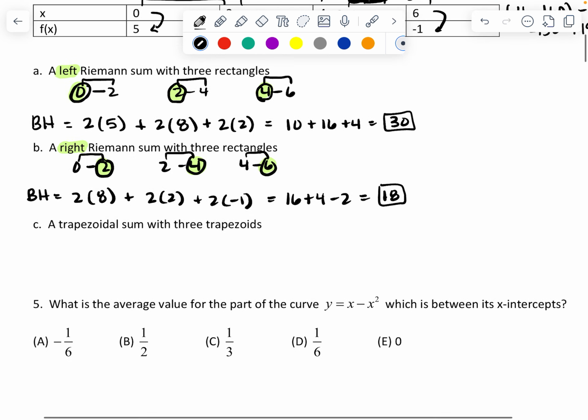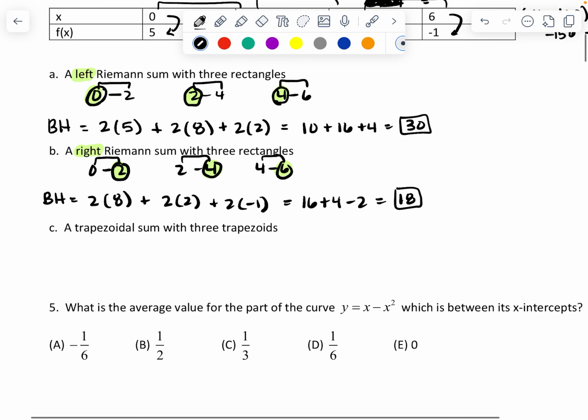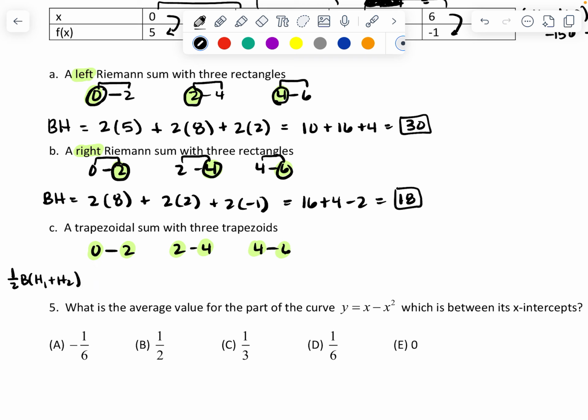Okay, a trapezoidal sum with 3 trapezoids. So again, the intervals are the same. So you're going from 0 to 2, 2 to 4, and then 4 to 6. Now you guys remember for a trapezoid, because I have 2 heights, I'm going to be highlighting both of these guys. And the formula for the area of a trapezoid is 1/2 base times height 1 plus height 2. So it's going to be kind of gross plugging all this in, but we could do it.